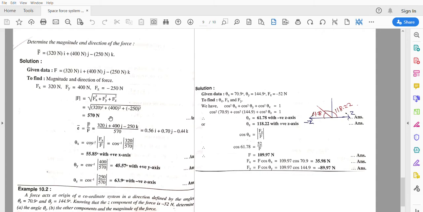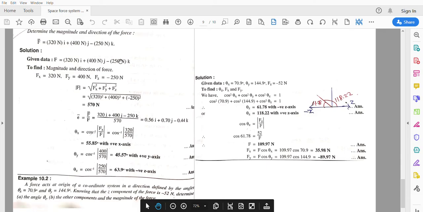Now if you use minus 250 in this equation, you will get 116.1 degrees. If you use plus 250, you get 63.9 degrees. But cos 116.1 and cos 63.9 have the same magnitude, so you can use any value you want. Because it is negative 250 Newton, it is mentioned that it is with respect to the negative z axis.